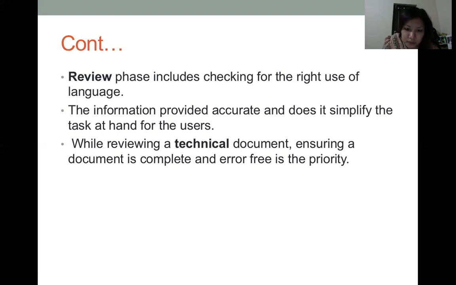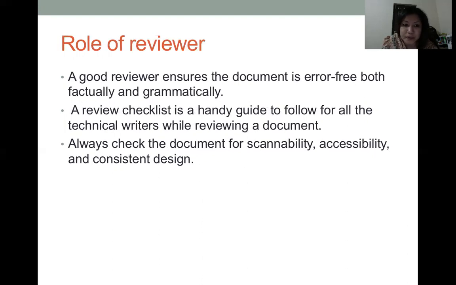So while reviewing a technical document, ensuring the document is complete and error-free is the priority. So the information should be complete. No hidden information or suppressing of information should be there, and it should be error-free. So the role of the reviewer is to ensure the document is error-free, both factually as well as grammatically.